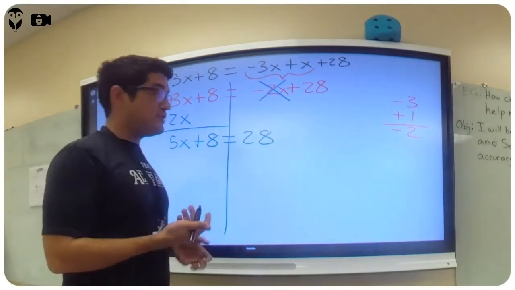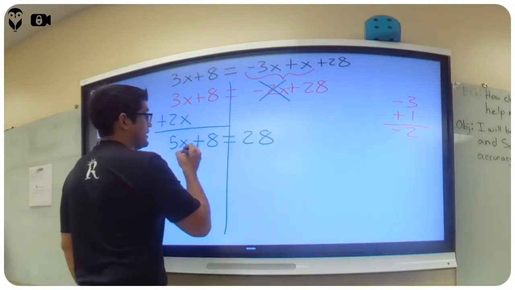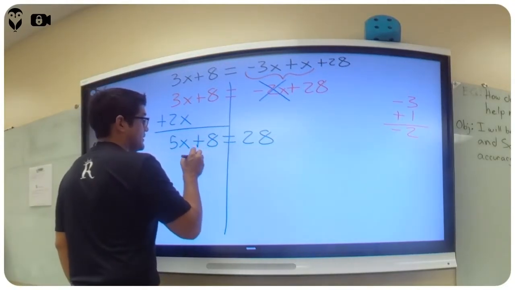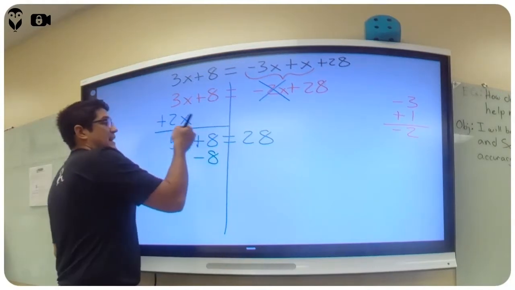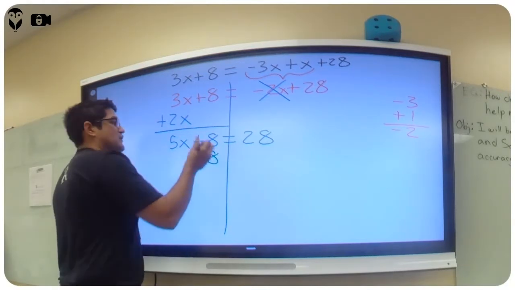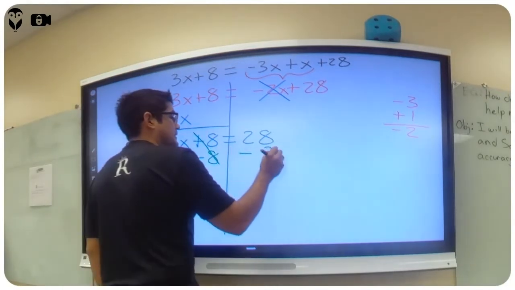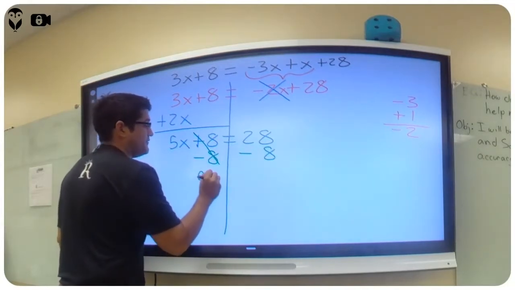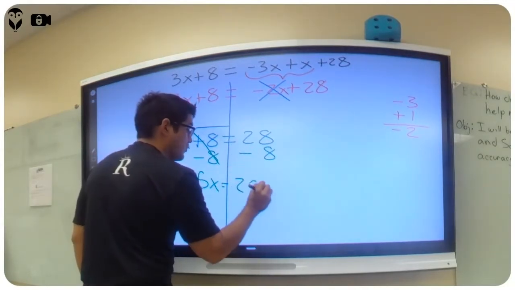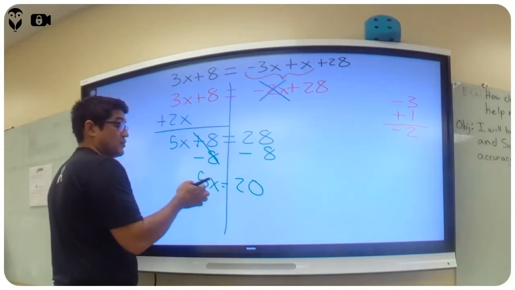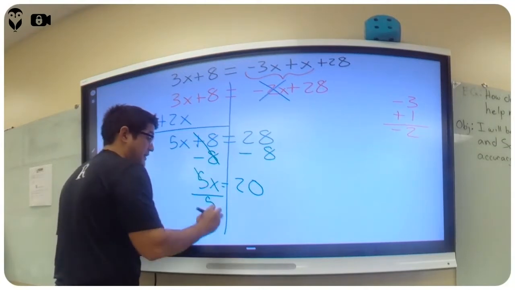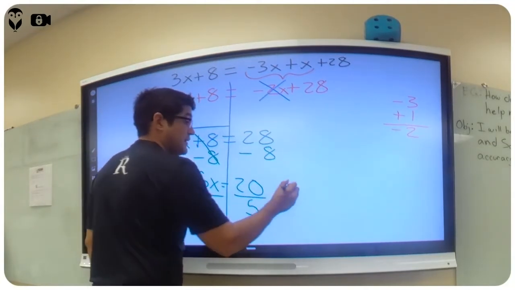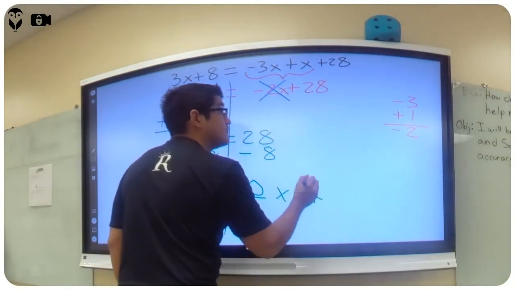Now we have to solve this equation. So we're going to get rid of 8, just like we did in the other one. 8's the last thing that's going to affect the x, so it's the first thing I'm going to get rid of, minus 8. We're left with 5x equals 20. Then these two are multiplying, so we're going to divide by 5. Divide by 5, x equals 4.